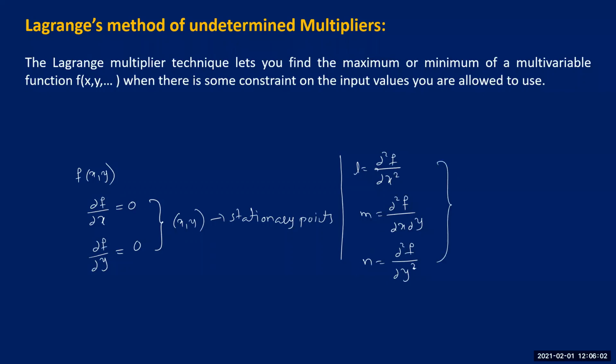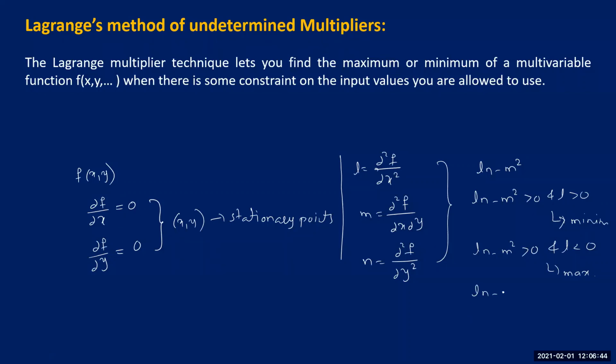Then after calculating these three, at each stationary point, you evaluate LN minus M square. And after getting this, you verify certain conditions. If LN minus M square is greater than 0 and L is also greater than 0 at a particular stationary point, then we say that at that stationary point the function attains its minimum, right? When LN minus M square is greater than 0 but L is less than 0, then the function attains its maximum at that stationary point.